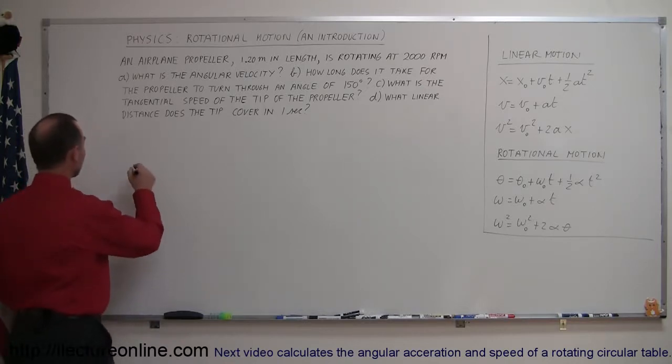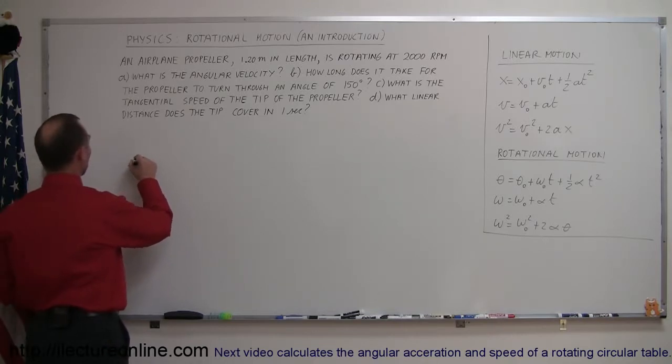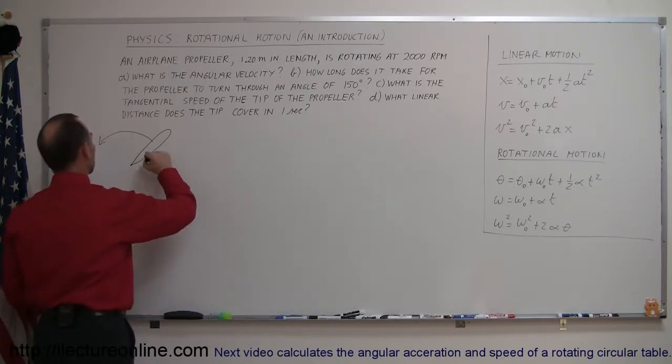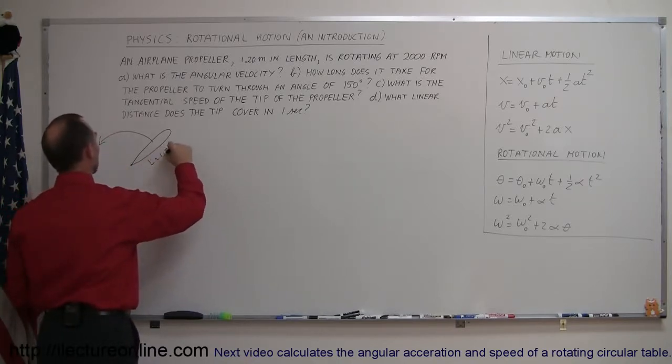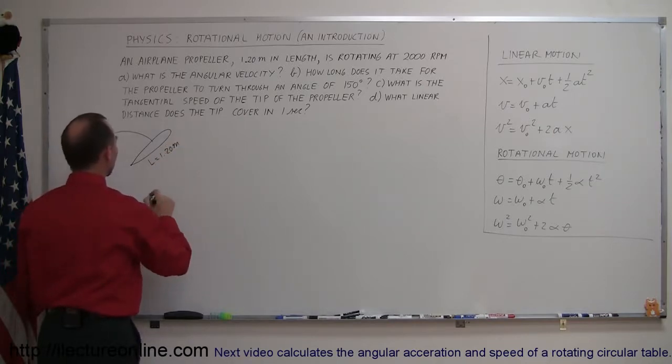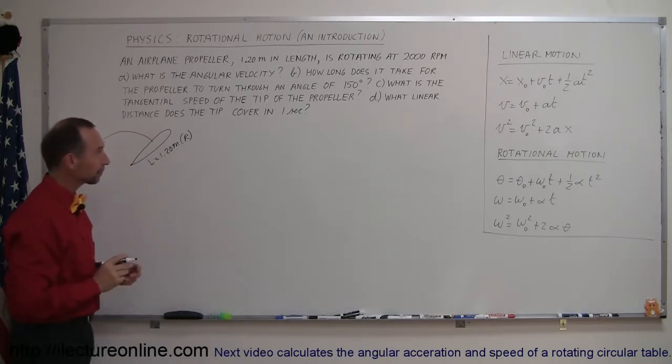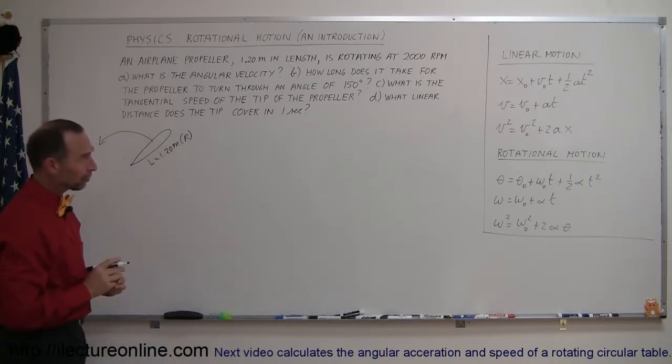But first of all, imagine that we have a propeller, and I'll just draw one propeller right here, which is rotating at a certain rotational speed. The length of the propeller, L, is equal to 1.20 meters, sometimes also thought of as the radius of motion. So we'll put an R there. And it's rotating at 2,000 RPM.